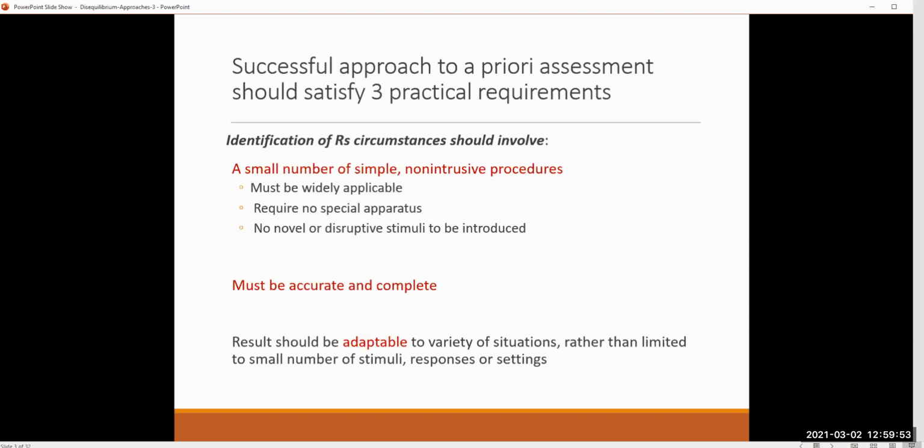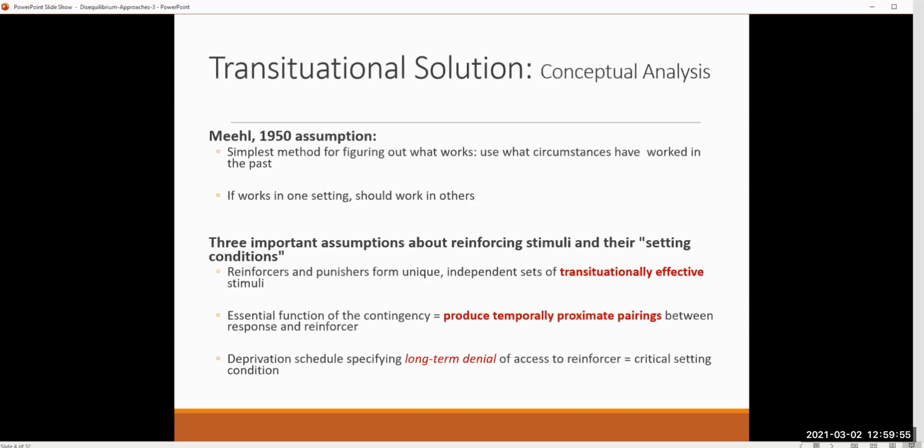So the traditional approach to this emerges out of the equipotentiality principle. And this is the conceptual analysis in the article by Paul Meehl that we read from 1950.